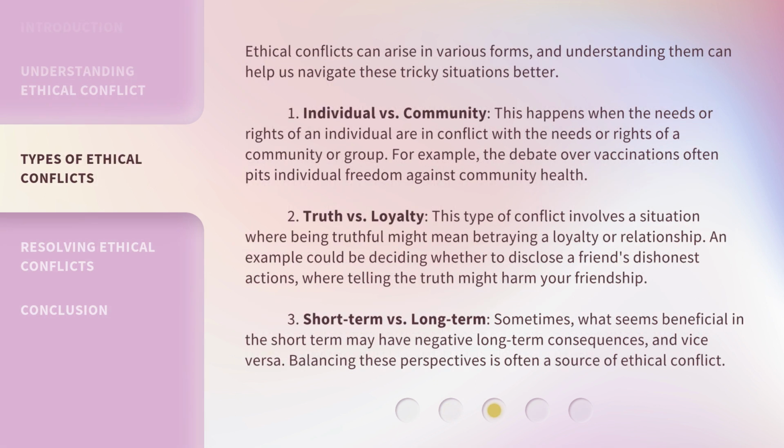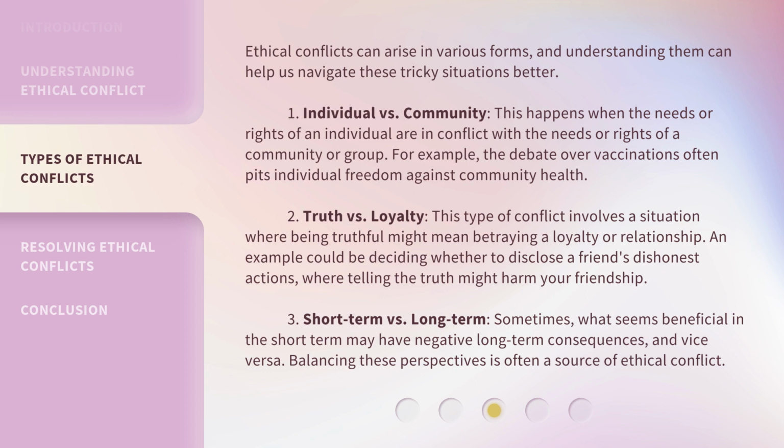Ethical conflicts can arise in various forms, and understanding them can help us navigate these tricky situations better. 1. Individual versus community. This happens when the needs or rights of an individual are in conflict with the needs or rights of a community or group. For example, the debate over vaccinations often pits individual freedom against community health.